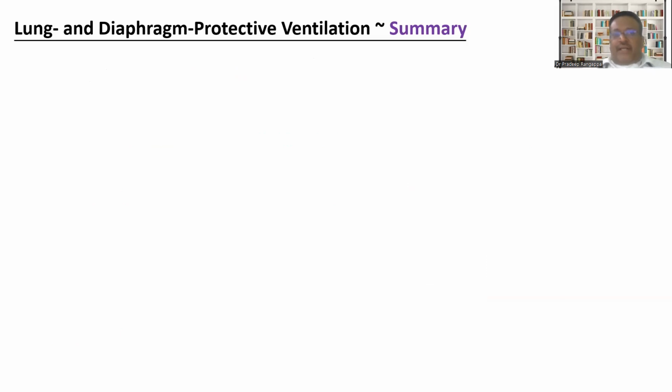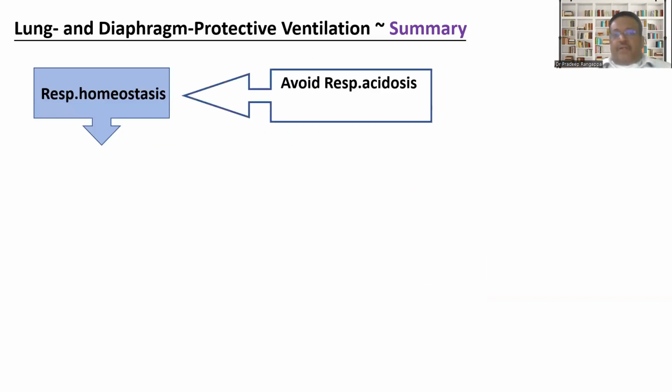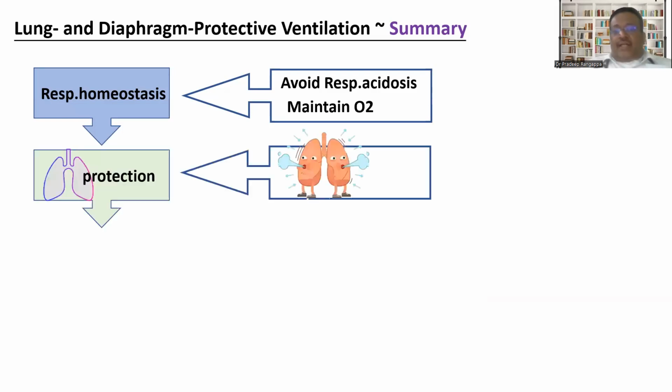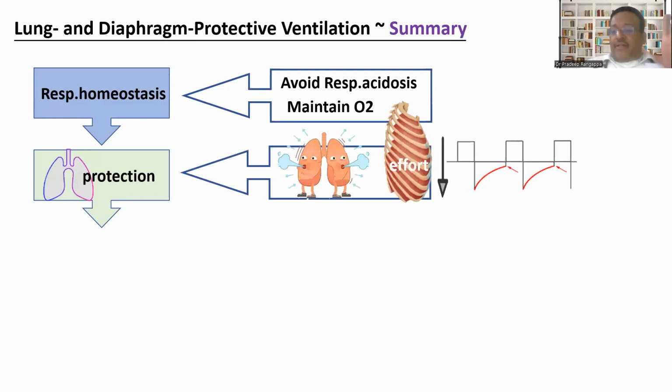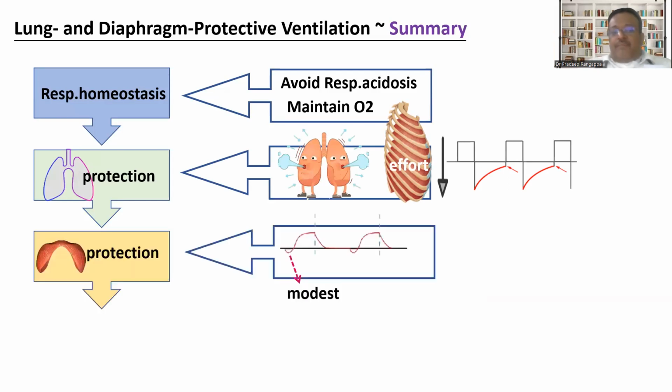So the last slide, the summary. I may have exceeded the time. So the lung and diaphragm protective ventilation, the first aspect of it is to attain respiratory homeostasis. For that, we need to avoid unnecessary or significant respiratory acidosis, and our whole goal should be to maintain normal or acceptable oxygen. In the lung protective strategy, the whole effort is to reduce the lung stress, reduce the respiratory muscle effort, and reduce asynchrony. These are the three key pillars of protecting the lung and the diaphragm. So the stress on the lung should be less, stress on the diaphragm and the respiratory muscle should be less, and there should be reduction in the dysynchrony and asynchrony. And that's where AI comes to our help.